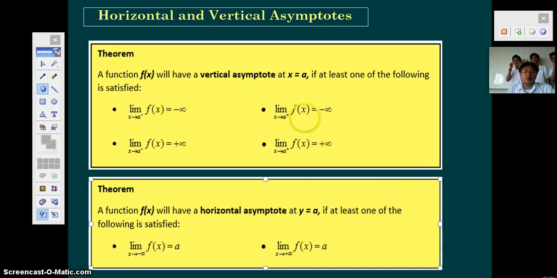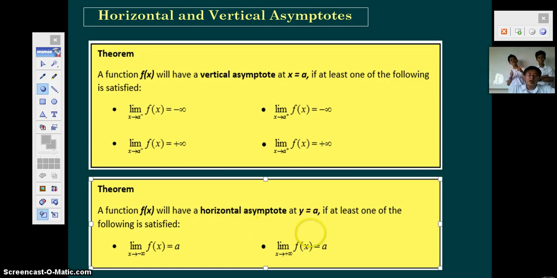Function f of x will have a vertical asymptote at x equals a if at least one of the following is satisfied. So basically, this simply means if you evaluate the left hand and the right hand limits of a value of x as x approaches a value, and you have infinity as your answer, it's a vertical asymptote at that value x equals a.